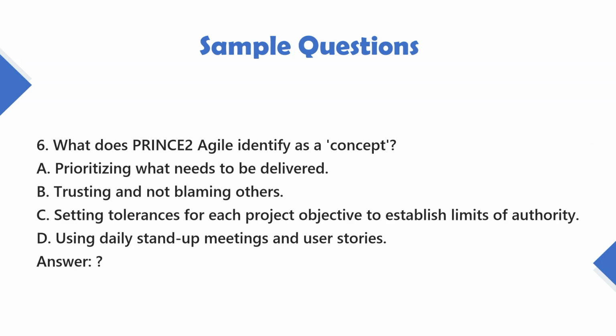6. What does PRINCE2 Agile identify as a concept? A. Prioritizing what needs to be delivered. B. Trusting and not blaming others. C. Setting tolerances for each project objective to establish limits of authority. D. Using daily stand-up meetings and user stories.